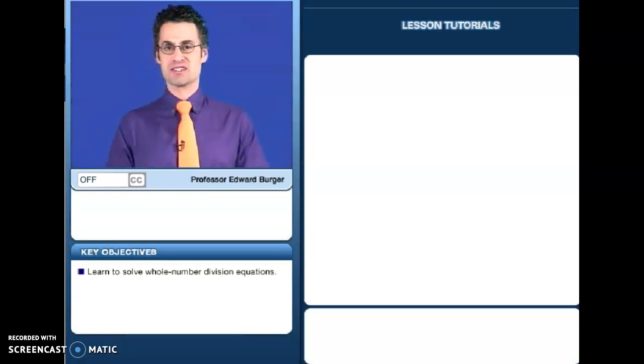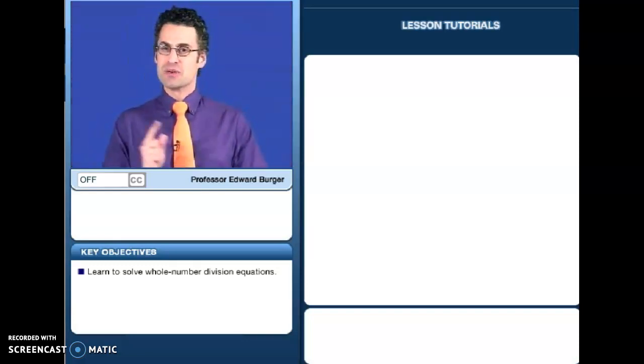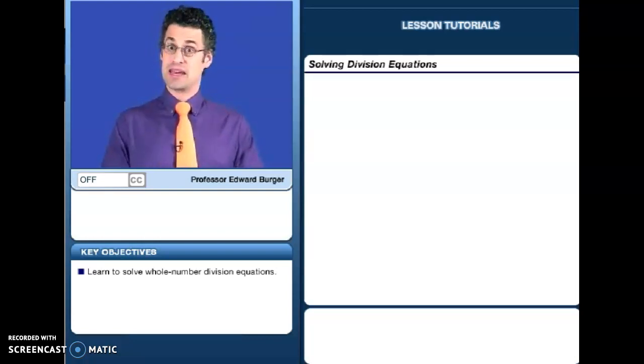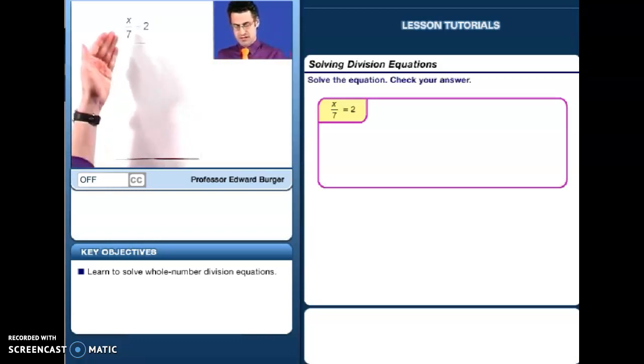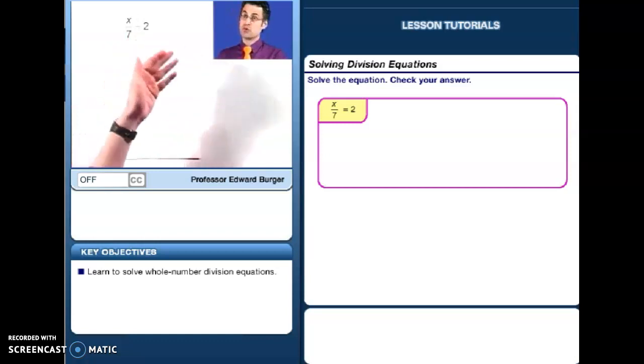Let's take a look at some equations that involve division. So we have to figure out how we're going to solve them when we're faced with that divided by symbol. Let's take a look at a first one just to get us started here. So here's an equation. X divided by 7 equals 2.